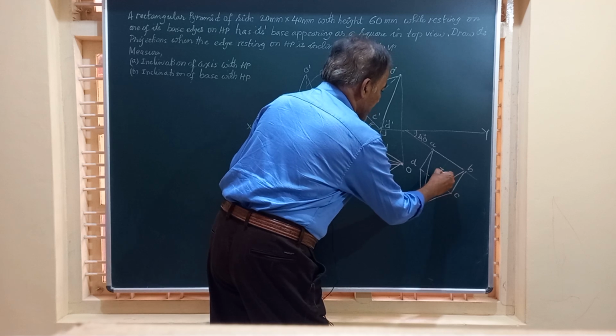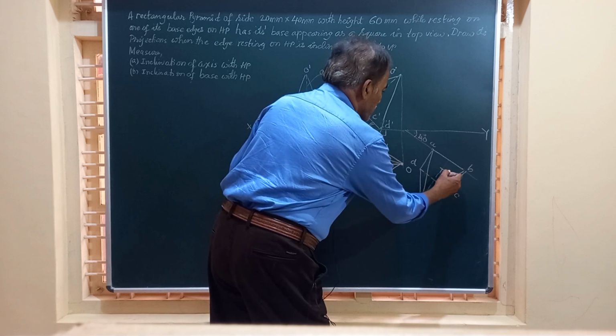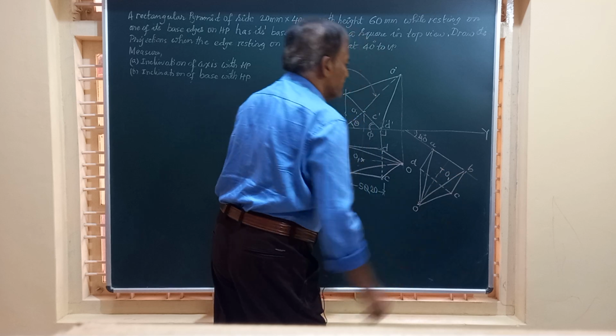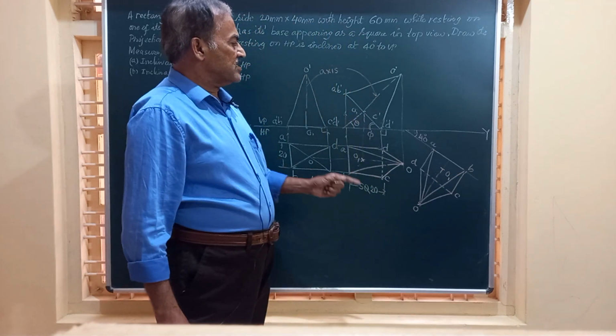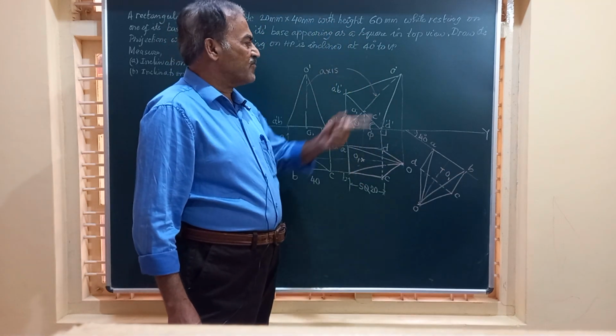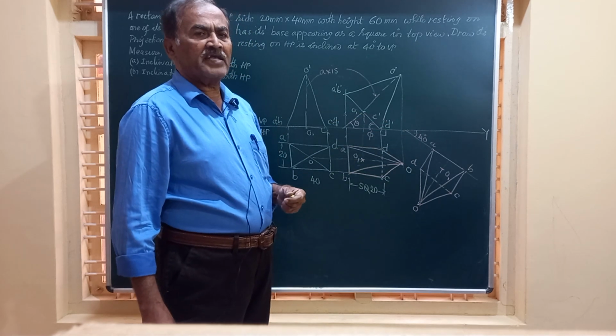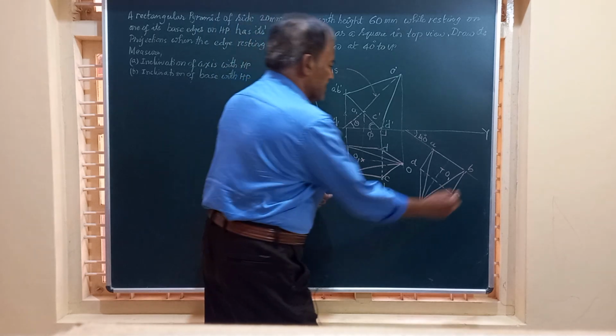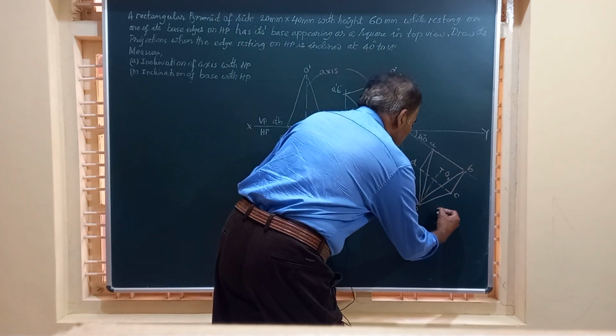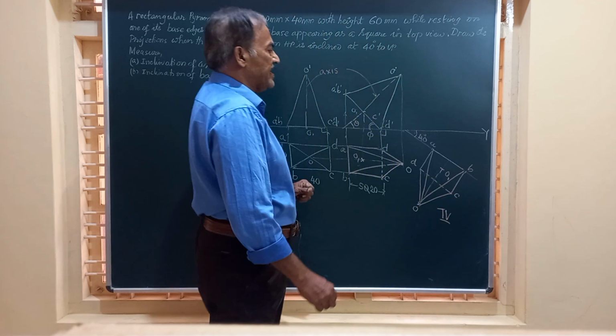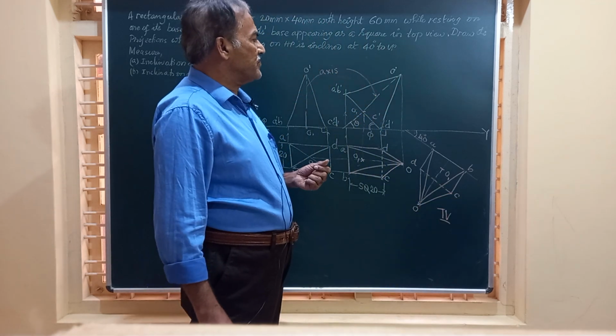Friends, you have got this axis. This is O1. We have got. Friends, let us project all these four corners and the vertex and obtain the final front view of the solid. This is the final top view when the edge on which it is resting is making an angle of 40 degrees to VP.